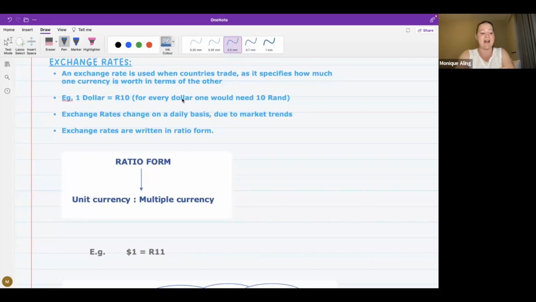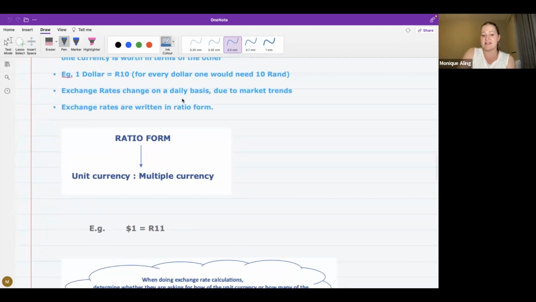So normally we have unit currency is to multiple currency. As an example, I've got $1 is equal to 11 Rand. So our $1 would be our unit currency. Our 11 Rand would be the multiple currency. It's always 1 is to something or something is to 1. Unit means 1.